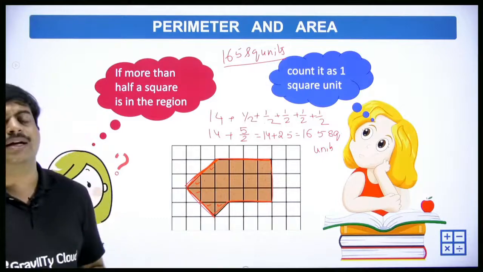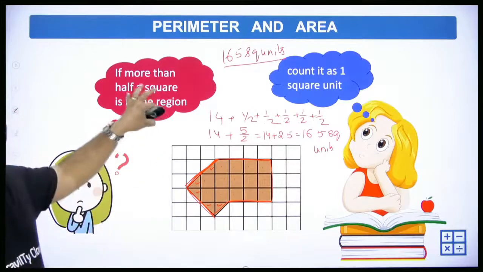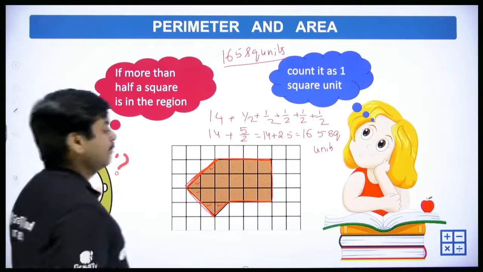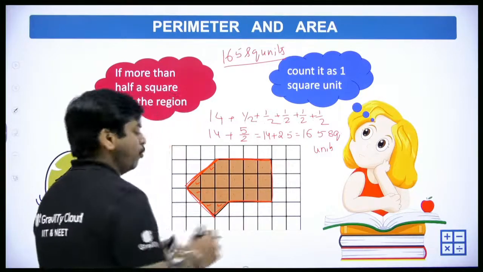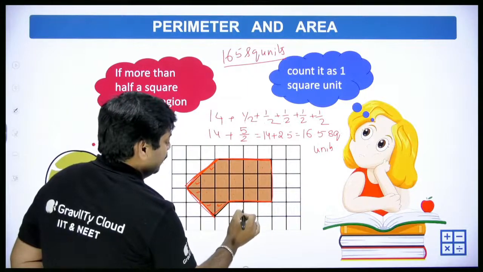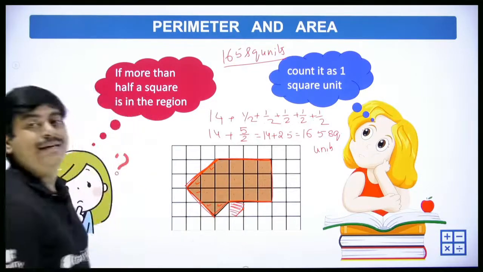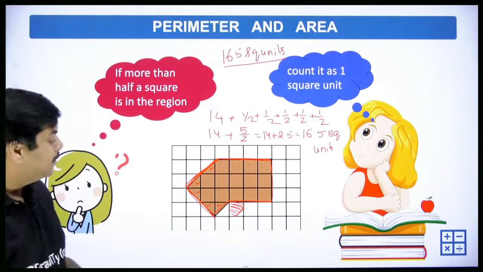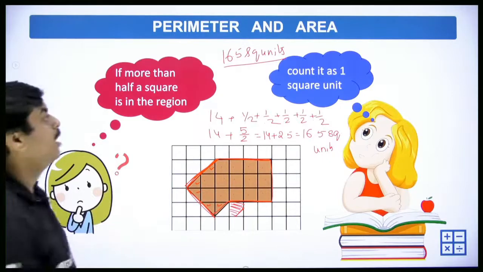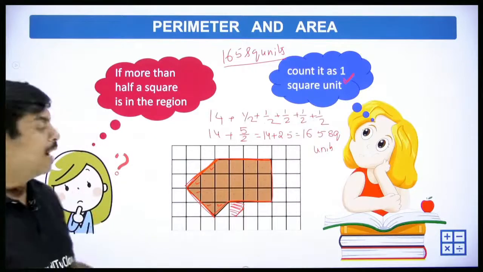But the boxes are not always exactly half. Sometimes we may not have the complete box, but if more than half a square is in the region, we count it. In the same figure, let's say one more box is included, which is more than half. Even if this part is included, you can see it is more than half. Half means exactly in the middle, but here it is not exactly in the middle. It is more than half, so we can count it as 1 square unit, right?